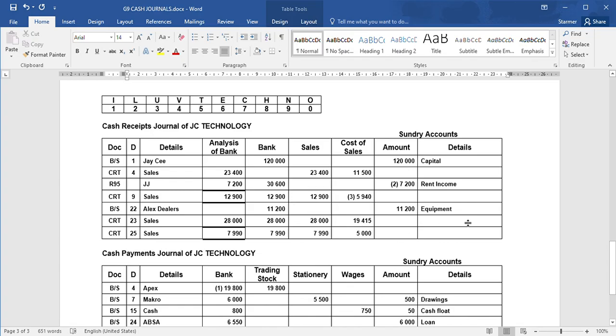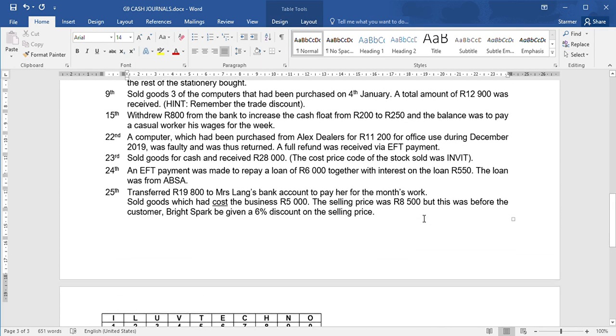Now a common mistake here, from my pupils anyway, is they write refund here. There's no ledger account called refund. We need to write the name of the thing that we are receiving the refund for, and in this case it was for equipment. So that's what you write under sundry accounts.